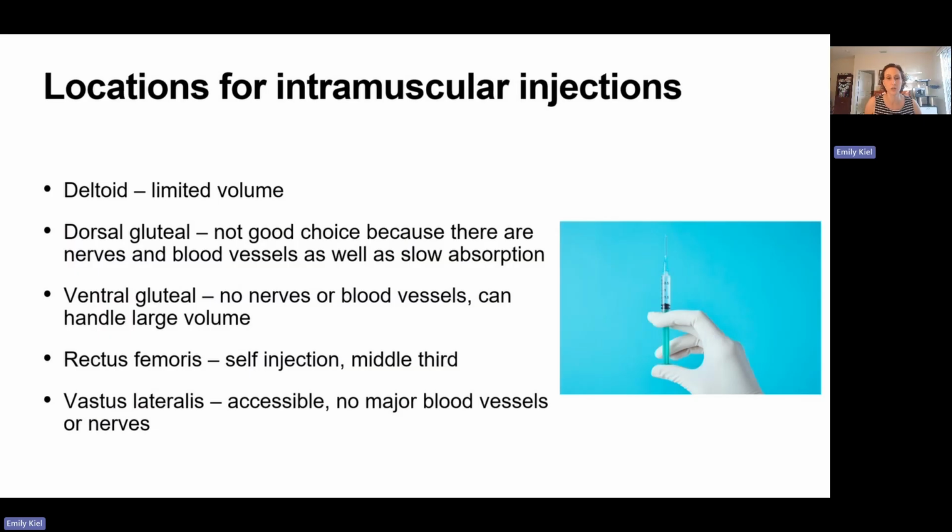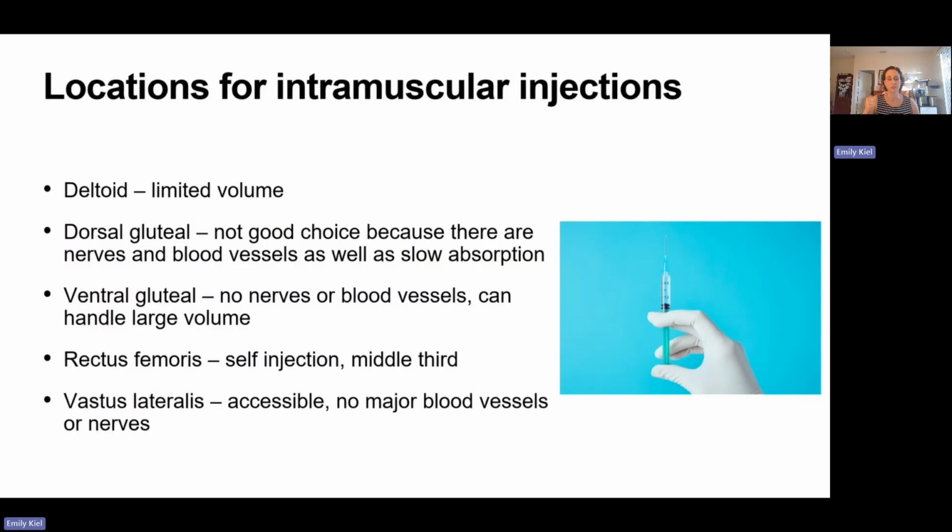The dorsal gluteal area, there's a lot of nerves there, blood vessels, and it's really slowly absorbed. You definitely don't want to inject a nerve with an injection, because that can cause paralysis and pain, especially if you're injecting something that can burn or cause a little bit of scarring. That can be bad. But the ventral gluteal region has no nerves or blood vessels and can handle a large volume. So that's why we choose that area.